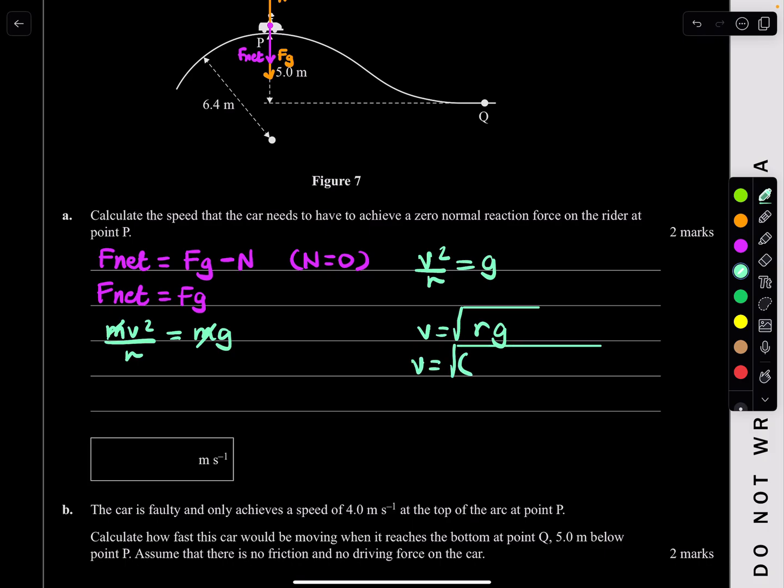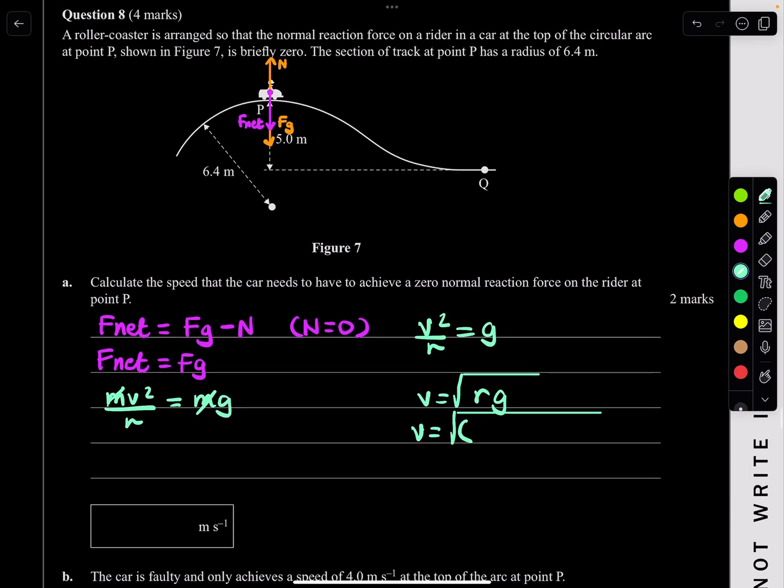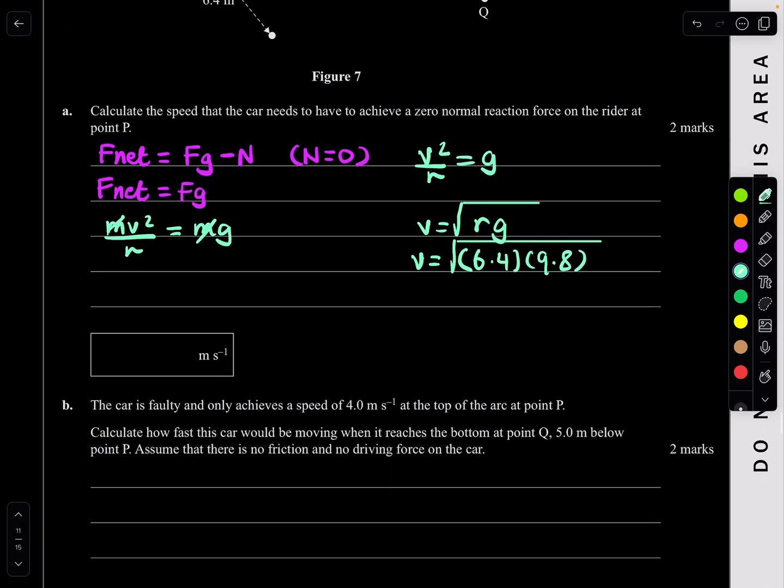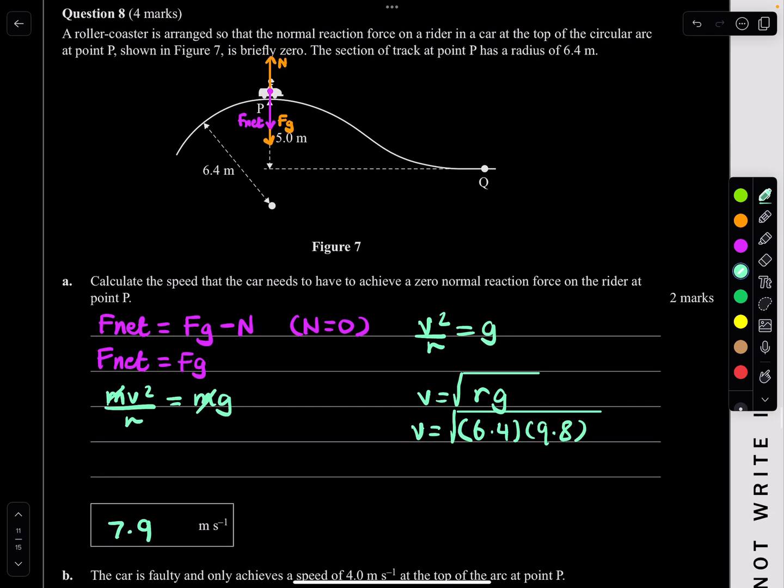Beautiful. Now let's put those all together. What's your radius? Be careful, not this one over here. It's towards the center of the circle, and the radius is 6.4. So with 6.4 and g as 9.8, this is going to give us our velocity. It gives me 7.9, and so on. But how many significant figures are we dealing with? We're dealing with two significant figures, hence 7.9. Have we done anything wrong here? Looks all good, to be honest.